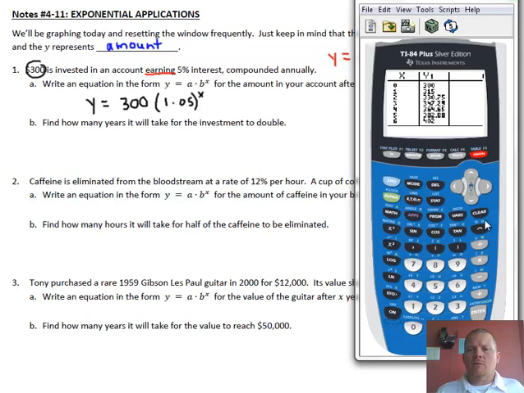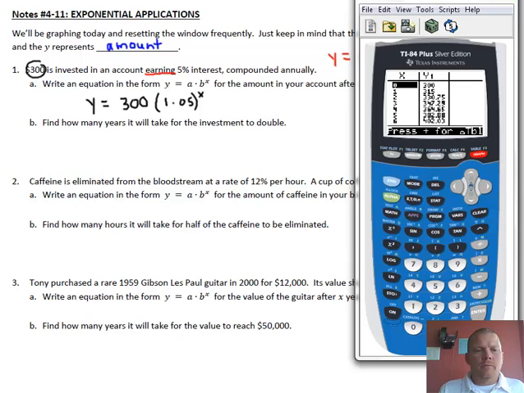Second and graph gives me the table, and what it does, it gives me my values. It tells me on the calculator after 0 years, which is our initial amount, it's $300. After 1 year, it's going to be $315. Say I made $15 that first year. In the second year, it's going to be $330, third year, $347, and so on. The problem asks us, how many years will it take for the investment to double?